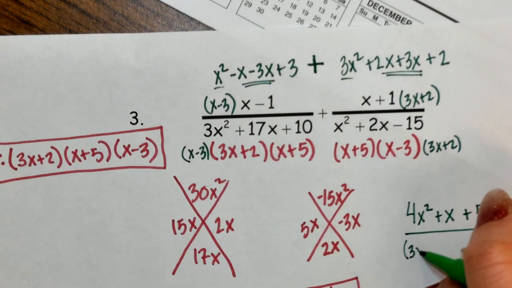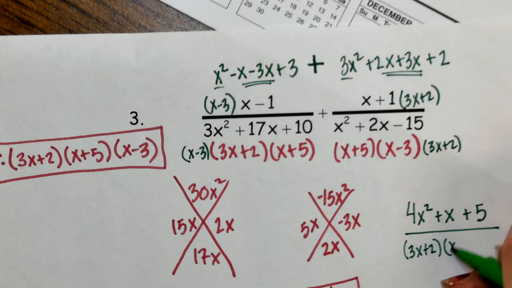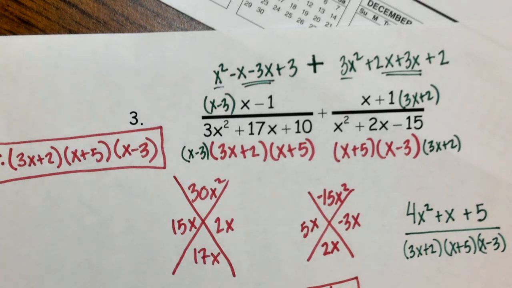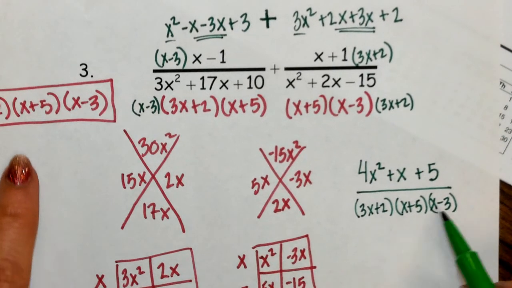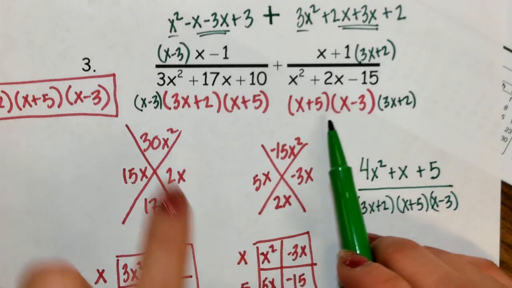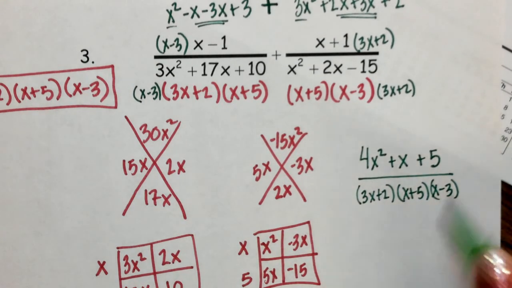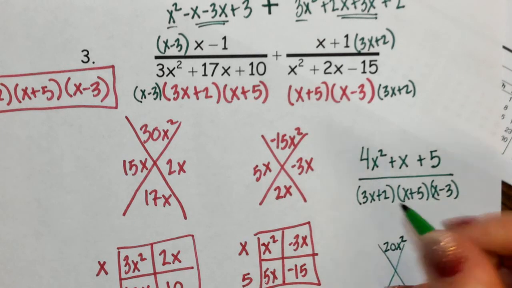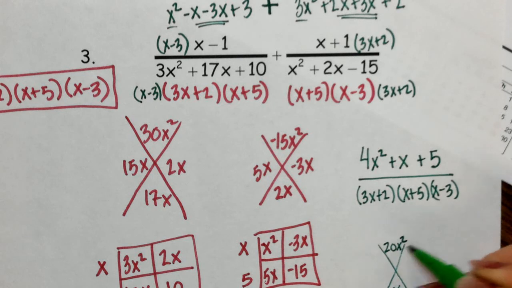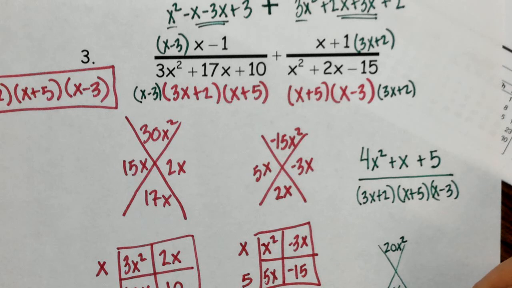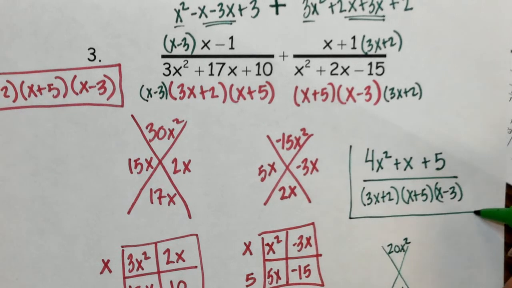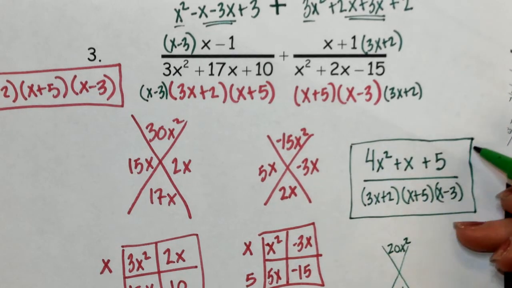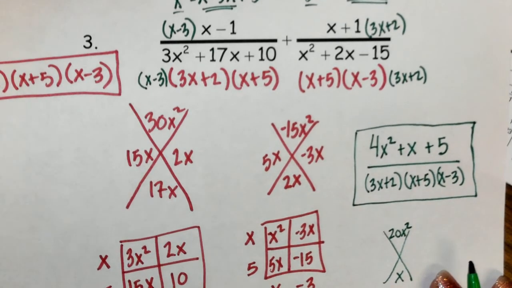And then your 3x plus 2, x plus 5, x minus 3. Your LCD will go on the bottom. That's the common denominator. Now you can just double check real quick, 20x squared and x. So 5 and 4 would multiply to 20, but they would add to 9. So nothing factors. So there is your example.